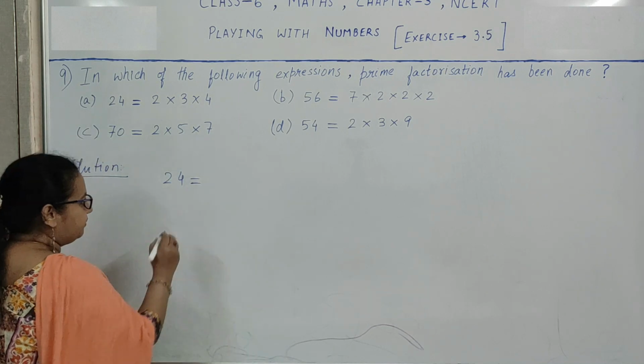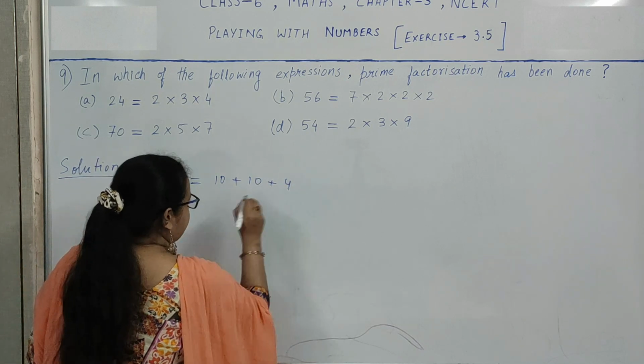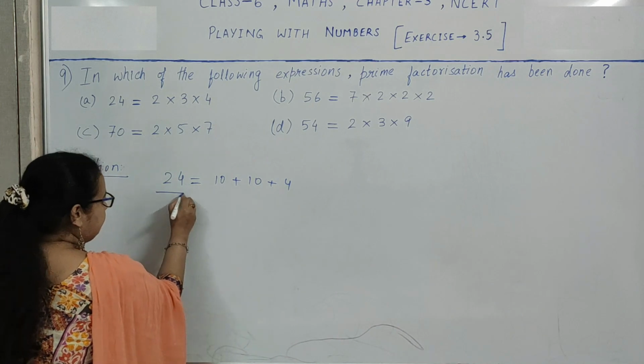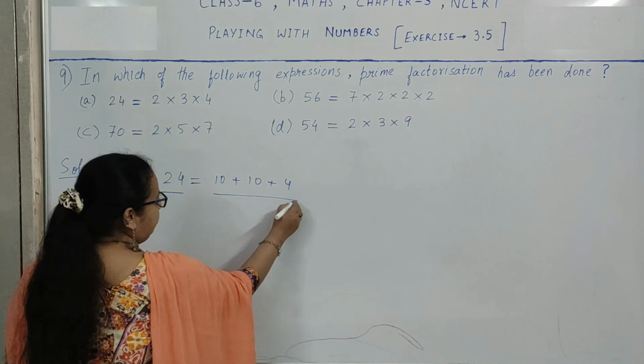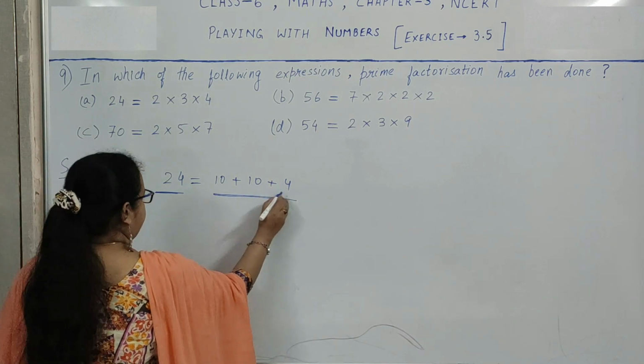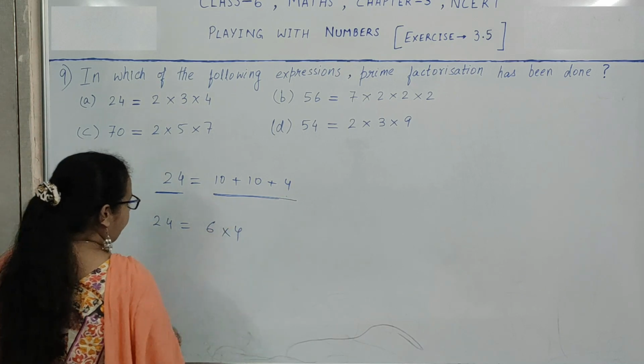24. So if I write it as 10 plus 10 plus 4, what I did is I have written this number as a sum of 3 numbers, right? We say it like that. This 24 is expressed as a sum of 3 numbers, right? Now if I write 24 as 6 4s are 24, what will I say?